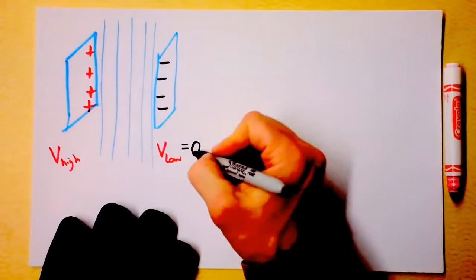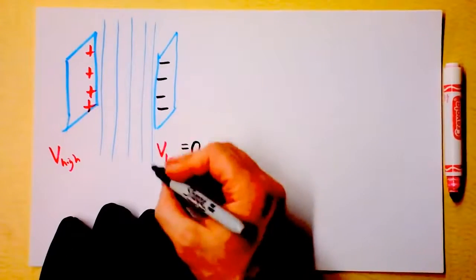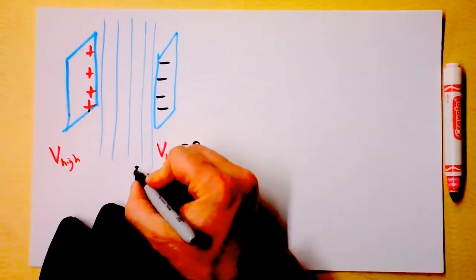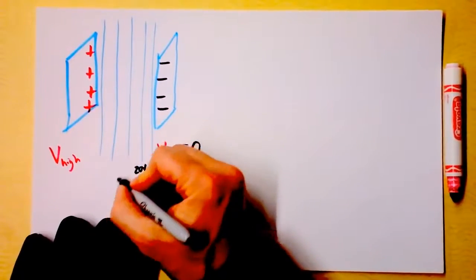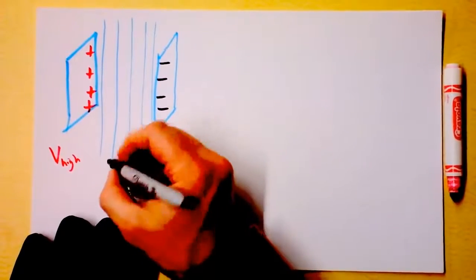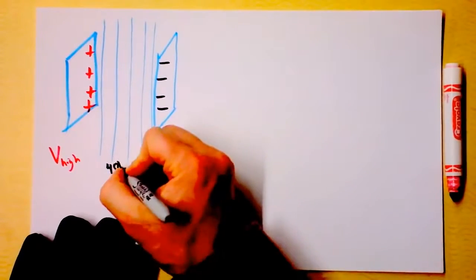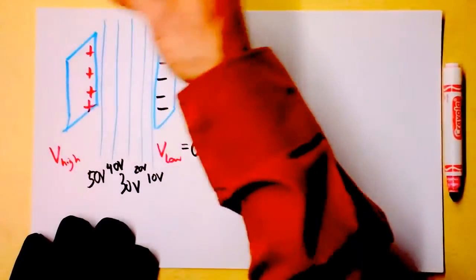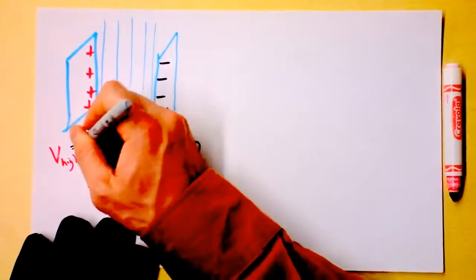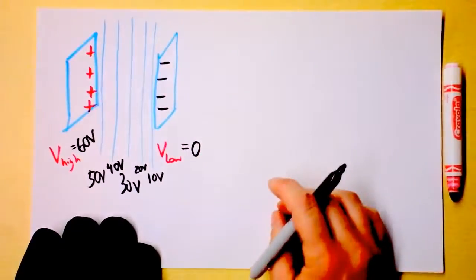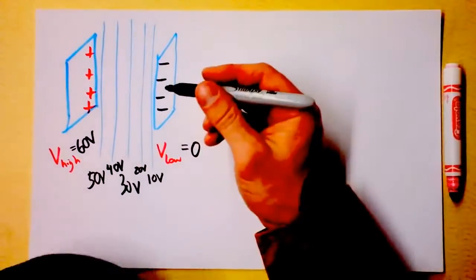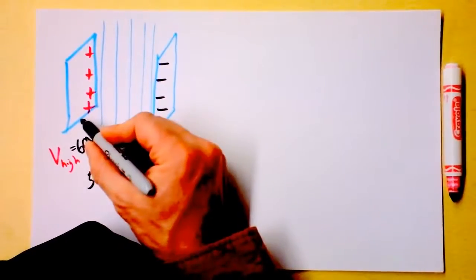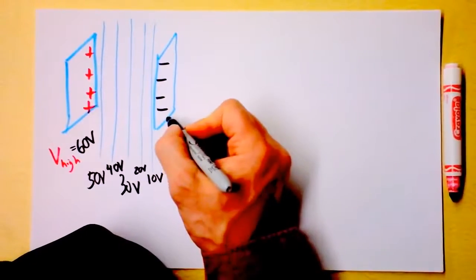I'm going to say that low voltage is 0, and I'm just going to go crazy here and call this line a potential of 10 volts, and this one will be 20 volts, this one 30 volts, this one 40 volts, this one 50 volts, and then this plate has to be 60 volts, the way I've stacked it up. Interestingly, the line directly in the center is halfway between the voltage of the high plate and the voltage of the low plate.